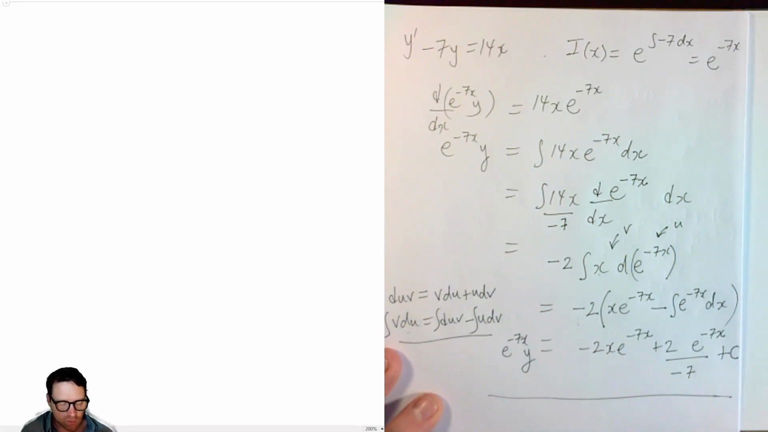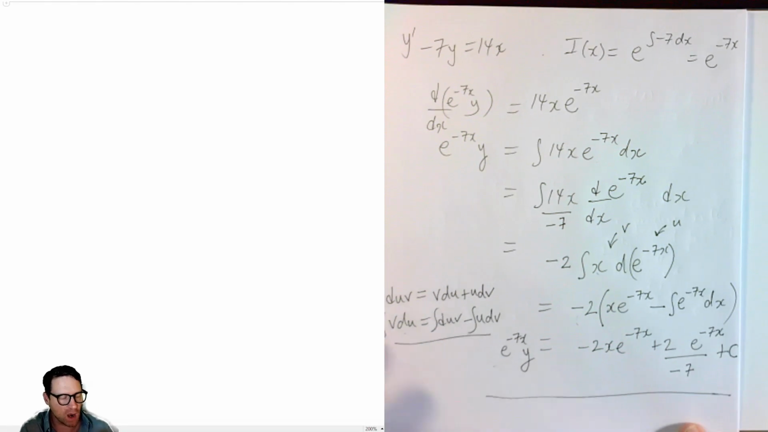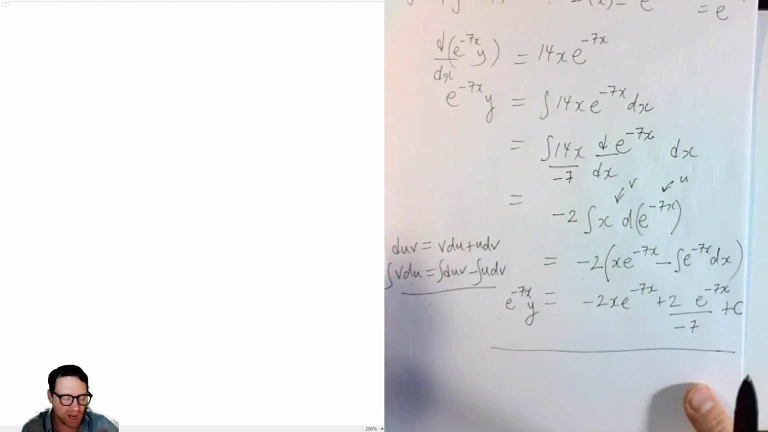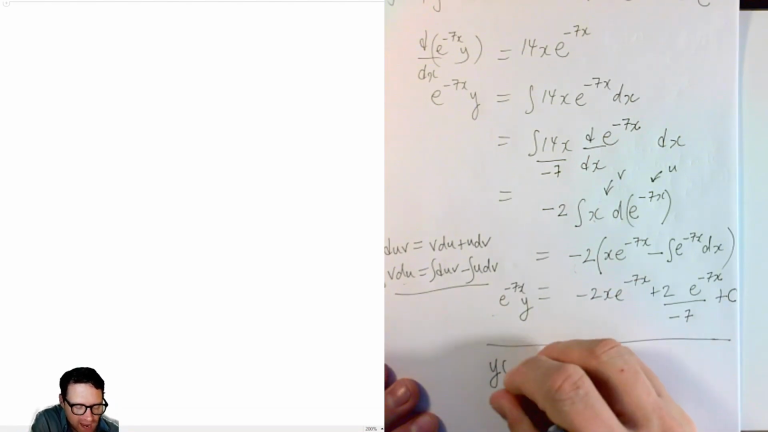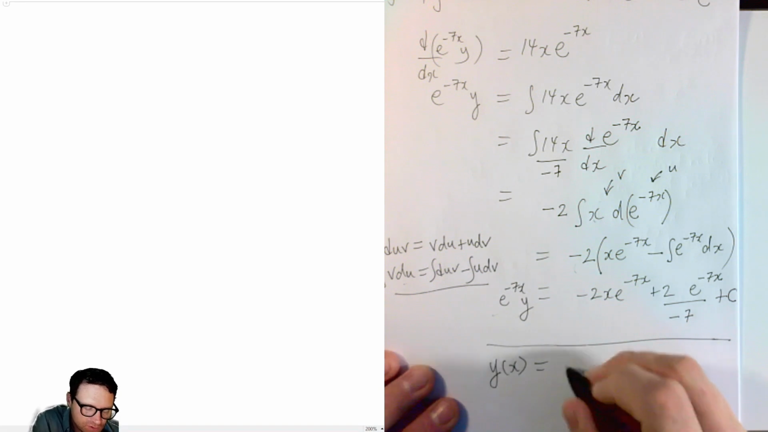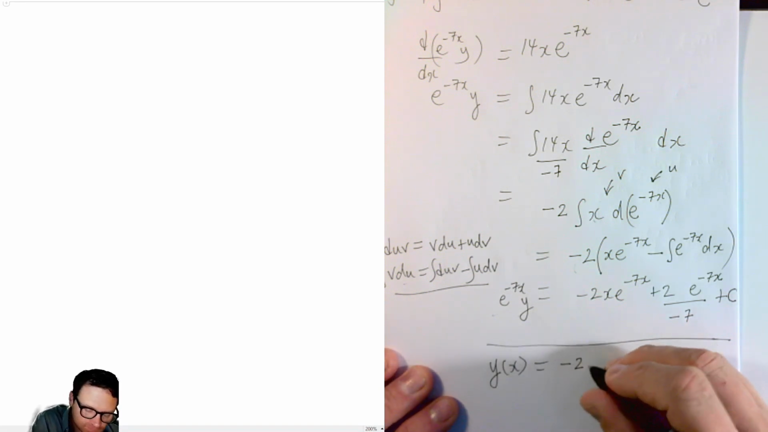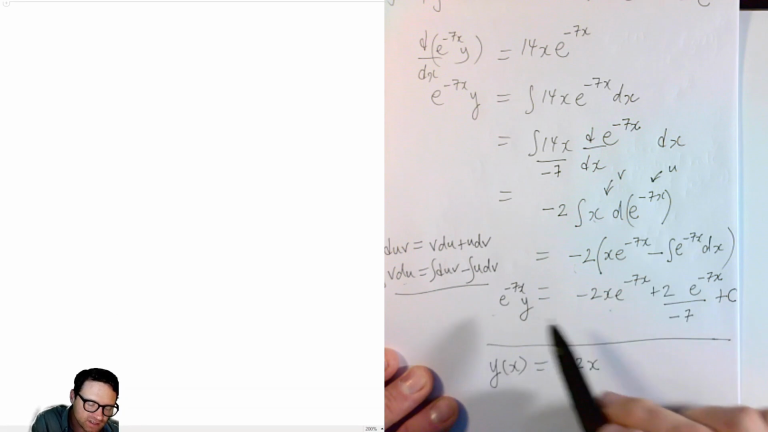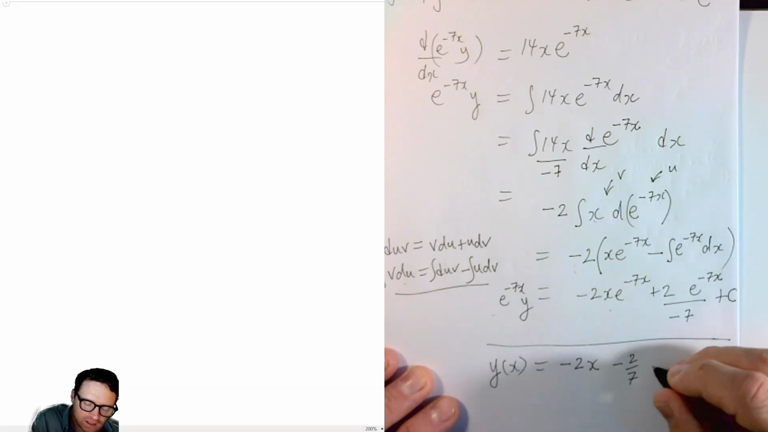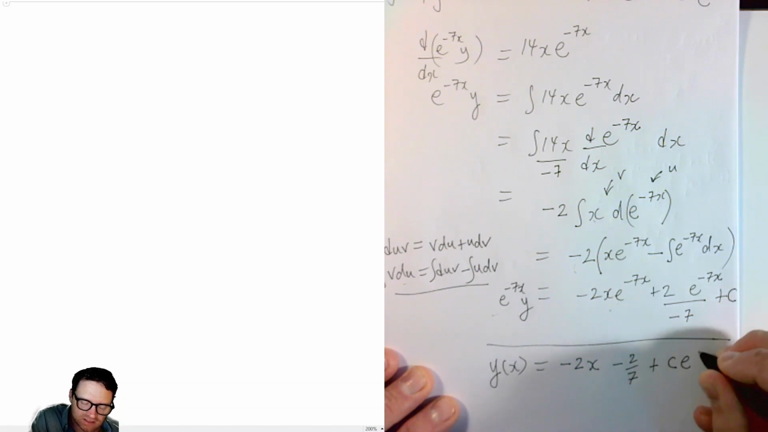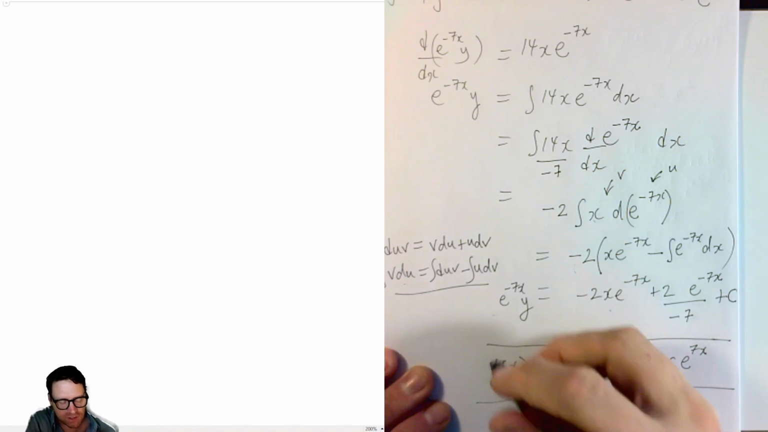All right, so next what we need to do is multiply both sides by e to the 7x to cancel this and get y as a function of x. So let's do that. So y as a function of x is equal to minus 2x, because we can cancel this, and then we have minus 2 over 7, and then we have plus c times e to the 7x. Okay, and this is our general solution.